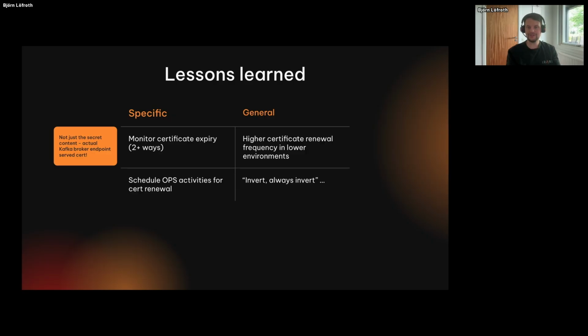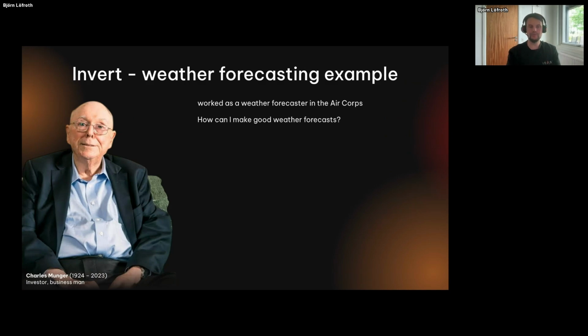And then the last general lesson here is to invert your way of thinking. Invert, always invert. And what do I mean by that? Well, that's based on an anecdote by this guy. His name is Charles Munger. He was an investor and businessman, and I think he has probably a lot of anecdotes and advice out there on YouTube for those who want to look it up.